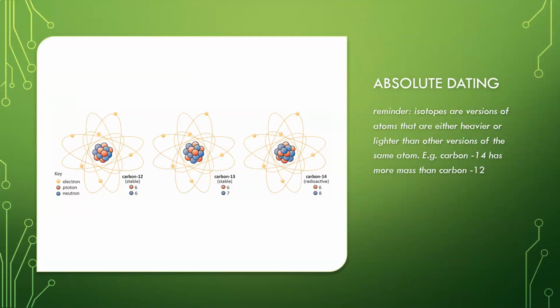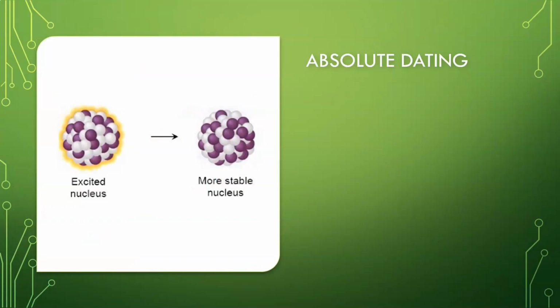Now, absolute dating. Before we get started, a little bit of chemistry here. We talked about this in a couple of our other units. Isotopes are versions of atoms that are either heavier or lighter than other versions of the same atom. For example, carbon-14 has more mass than carbon-12. We need to know about isotopes when we think about absolute dating.